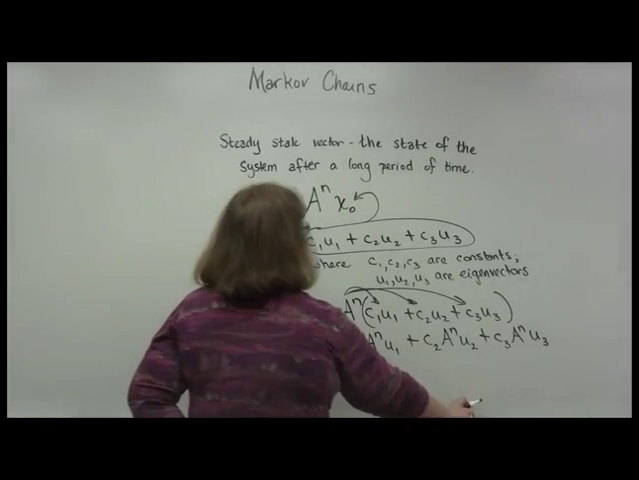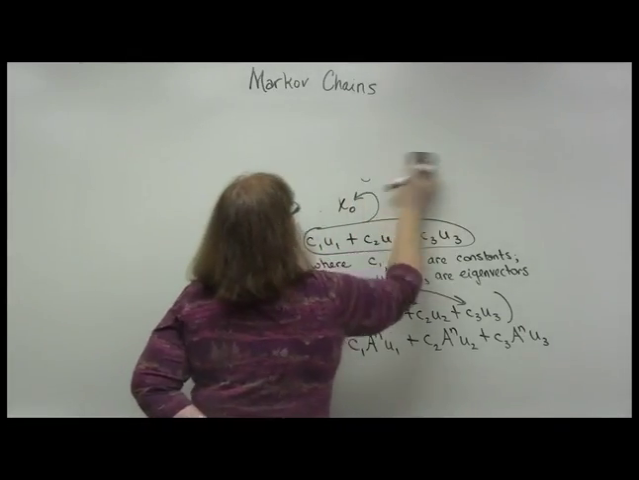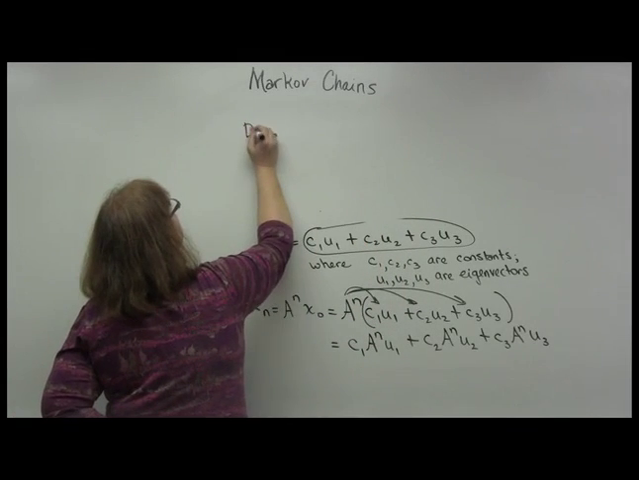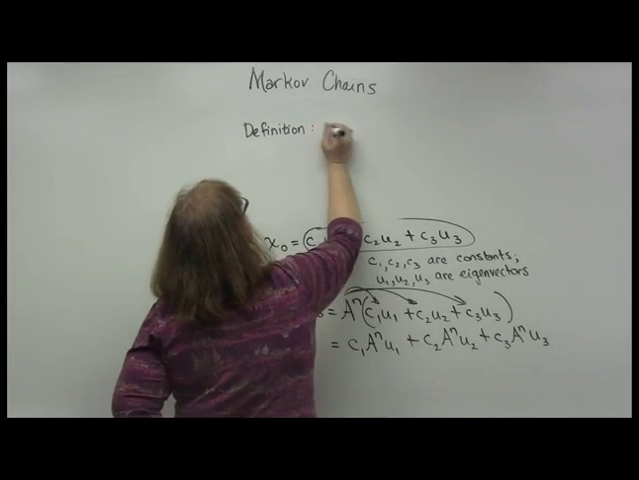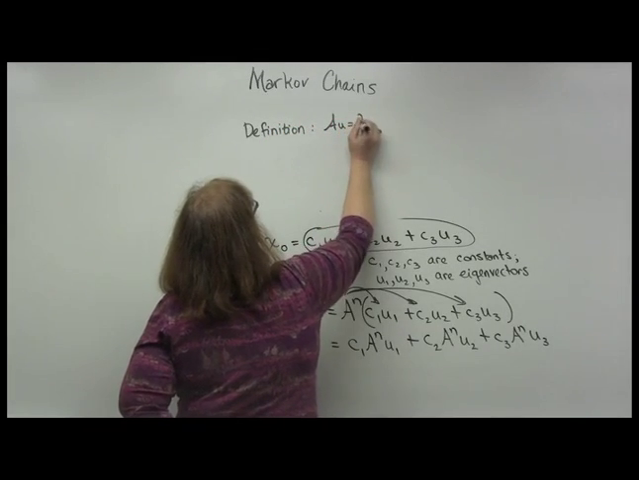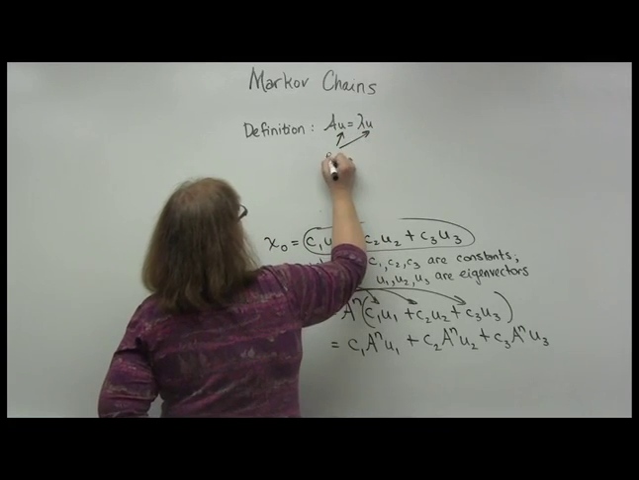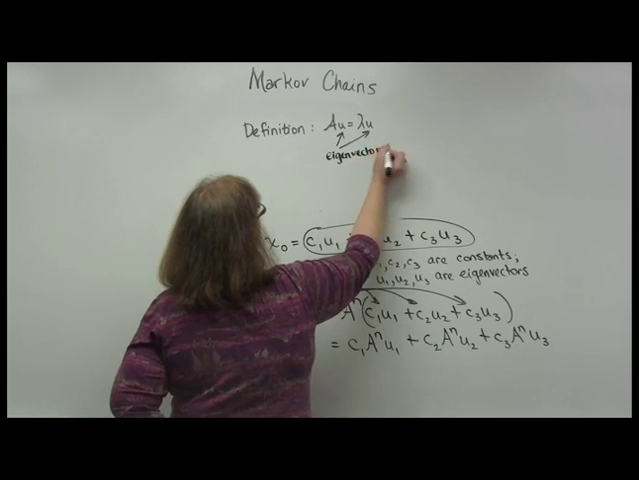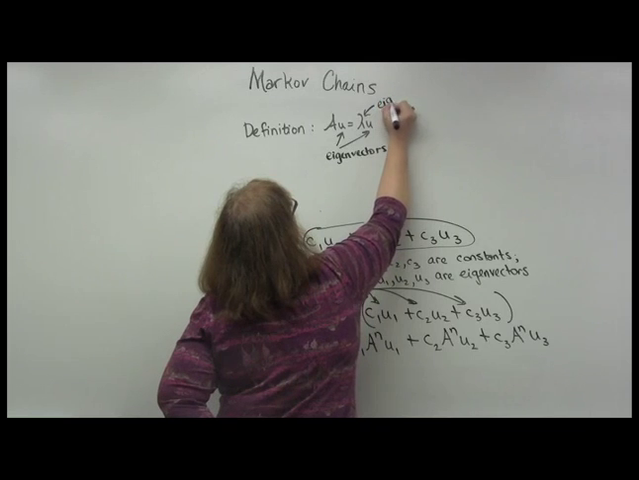Now the beautiful part. You ready? Using the definition, if you remember the definition, Au equals lambda u, where these u's are eigenvectors, and this lambda right here was the corresponding eigenvalue.